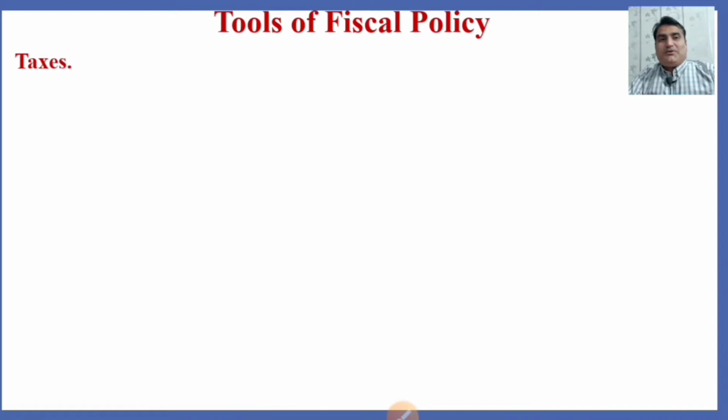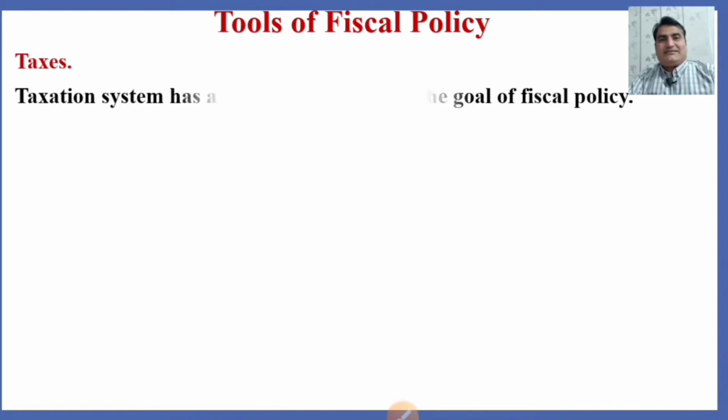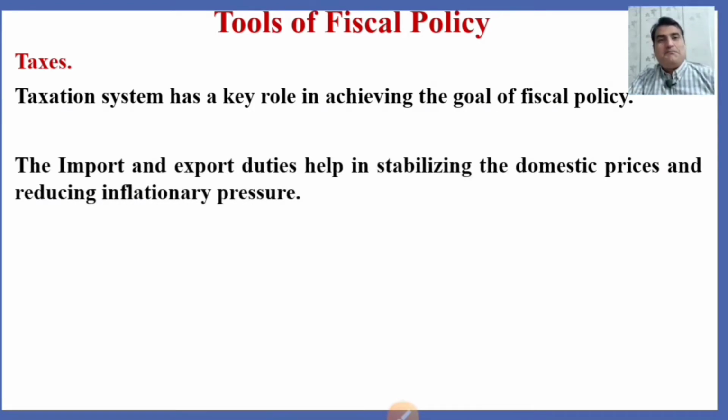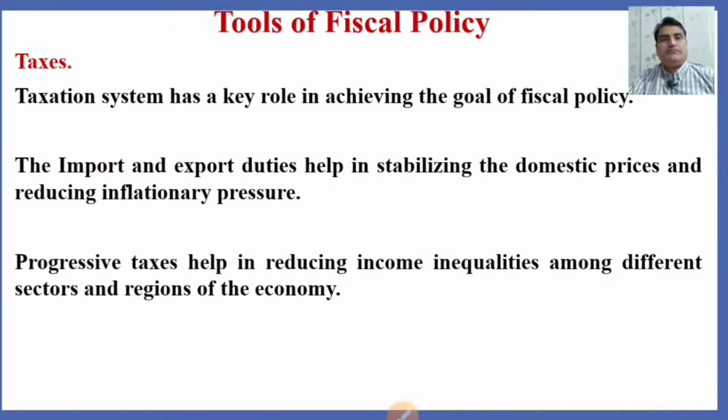Another tool of fiscal policy is taxes. The taxation system has a key role in achieving the goals of fiscal policy. Import and export duties help in stabilizing domestic prices and reducing inflationary pressure in the economy. Progressive taxes help in reducing income inequalities among different sectors and regions of the economy.